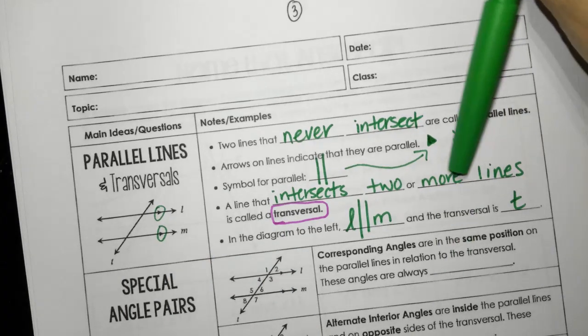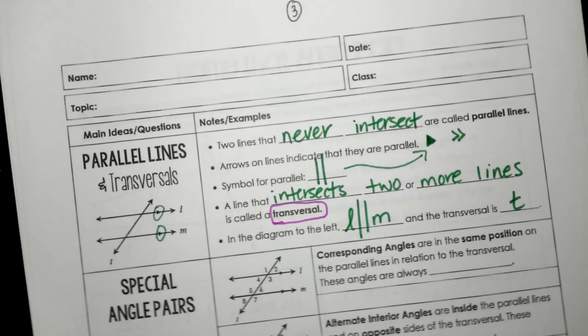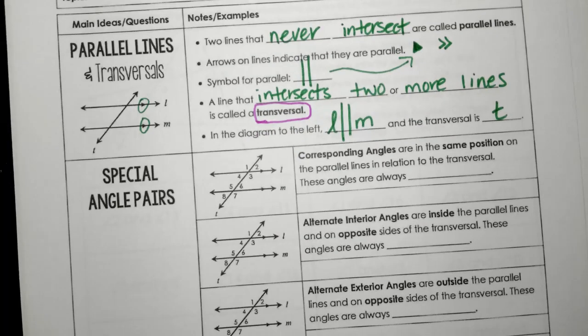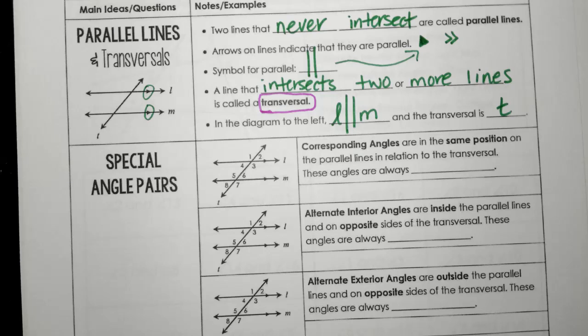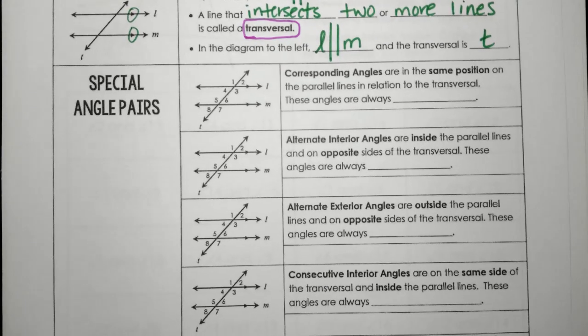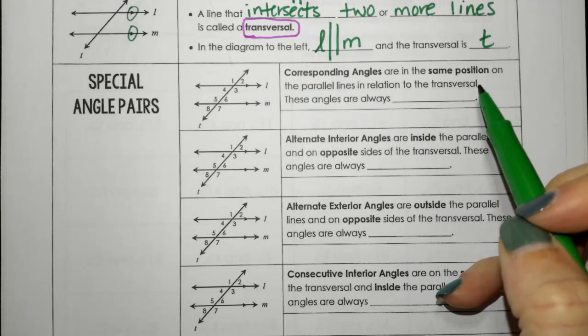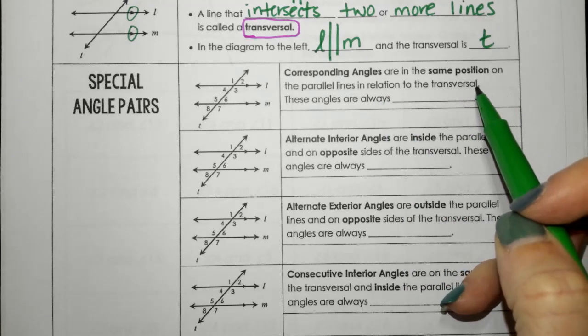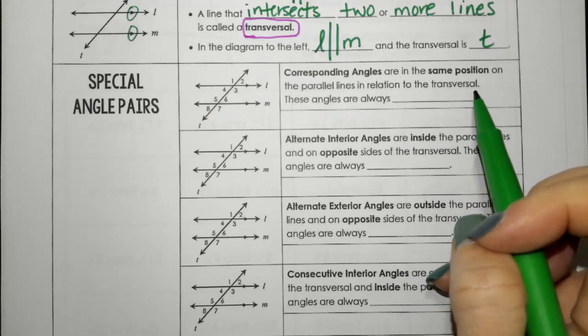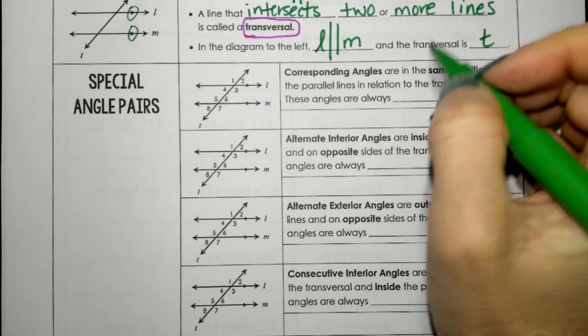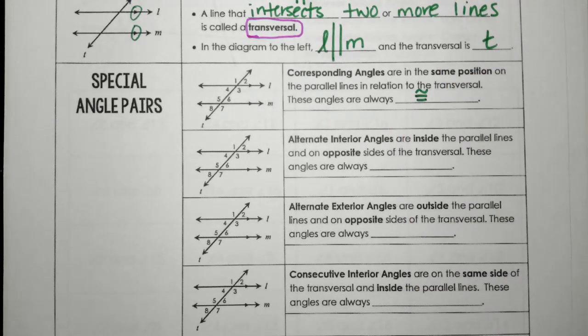Okay, so when we have this scenario where we have some parallel lines and a transversal, we create special types of angle pairs. So we're going to learn about 4 different types of angle pairs today. These are new words, but as we go through this, you can highlight, do it in color, however you would like to do it. I'm going to trace the angles in color to help you keep it straight. Corresponding angles are in the same position on the parallel lines in relation to the transversal. These angles are always congruent. So using my little congruency symbol there.